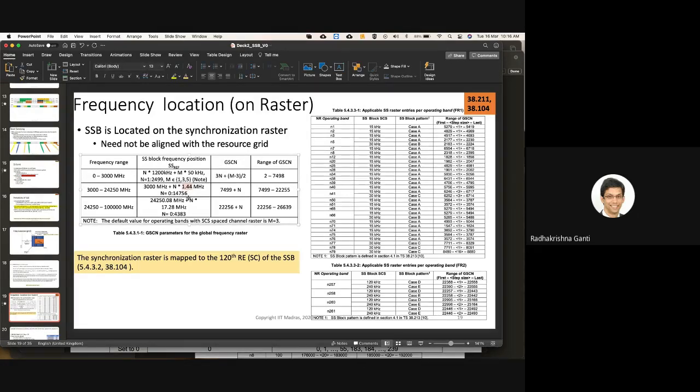For example, in the 3 gigahertz to 24 gigahertz range, the synchronization raster goes by increments of 1.44 megahertz. And what they say is the point you select on the synchronization raster is mapped to the center point of the SSB, the 120th RE of the SSB. You remember SSB has 240 REs, no? So the center of the 120th RE will be mapped to the synchronization raster. A synchronization raster is given for different operating bands. It's provided here along with the SS block subcarrier spacing.